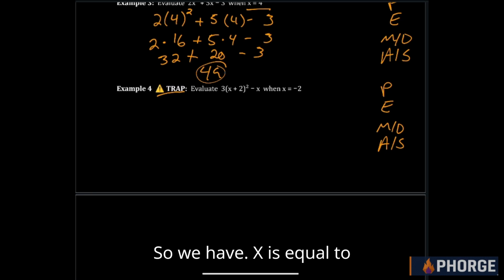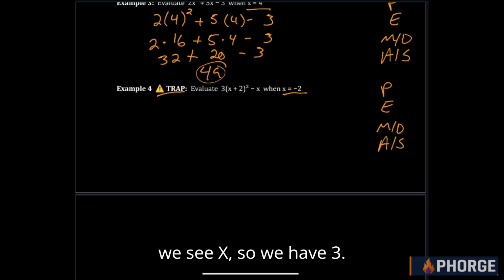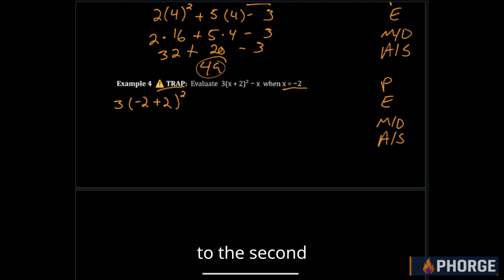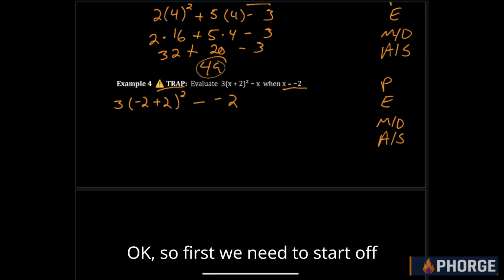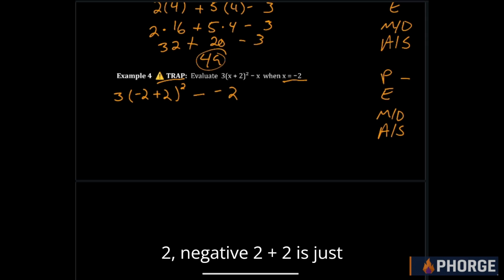So we have x is equal to negative 2, so we need to plug in negative 2 everywhere we see x. So we have 3 times (negative 2 plus 2), and all that raised to the second power, minus negative 2. Okay, so first we need to start off with parentheses. We have negative 2 plus 2, which is just 0.